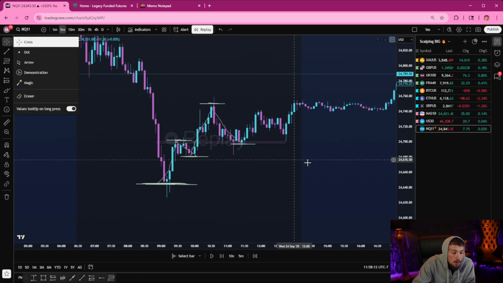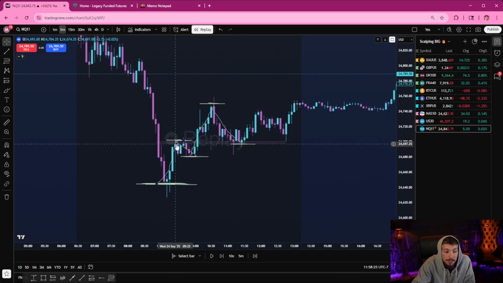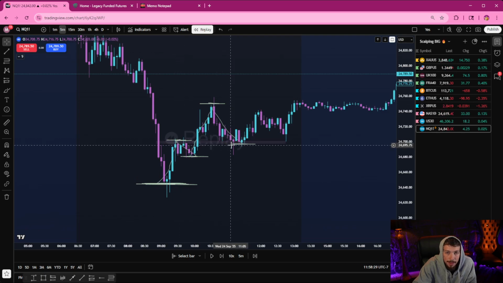So how do we know that this is a bullish market structure that is staying bullish? Well, as you can see, price created a higher high and then a higher low here. You see this level here? We did not break past the previous spot. So that previous higher high and higher low, we didn't break past that.